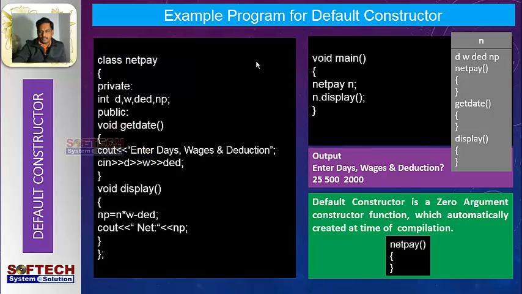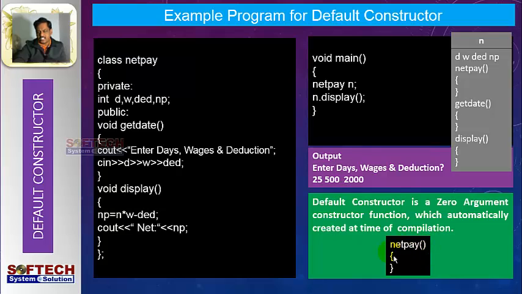So this program does not have any constructor. But at the time of compilation, one is automatically created. So a default constructor is a 0 argument constructor function, just like this. This is the class name. The constructor name is similar to the class name. So netPay, opening brace, closing brace. This is automatically generated by the compiler at the time of compilation. That is a 0 argument constructor.